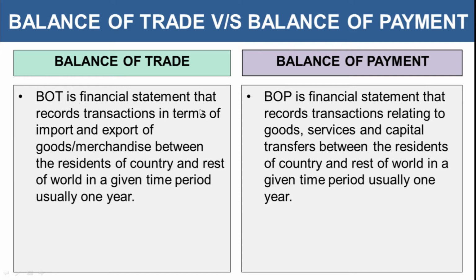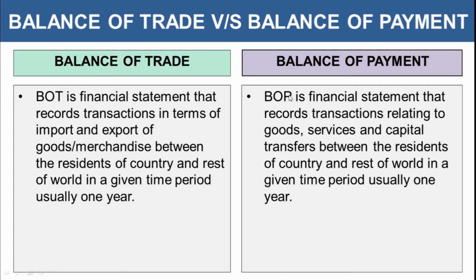Balance of trade is a financial statement that records transactions in terms of import and export of goods or merchandise between the residents of a country and the rest of the world in a given time period, usually 1 year. The same part between both balance of trade and balance of payment is that it is a financial statement that records transactions in terms of import and export. Now the difference you need to keep in mind is that balance of trade deals with recording those transactions which are of goods. So here we are talking about visible items, the physical goods when they are imported and exported and the recording is made, that is referred to as balance of trade.